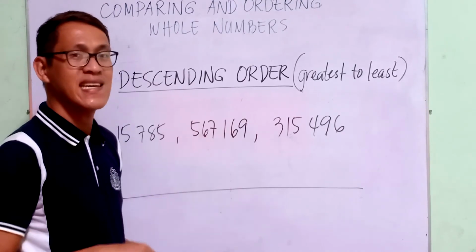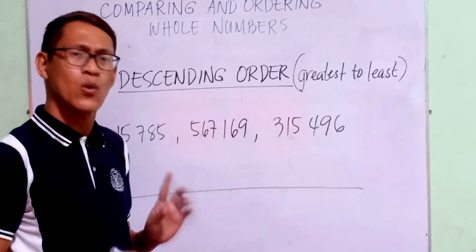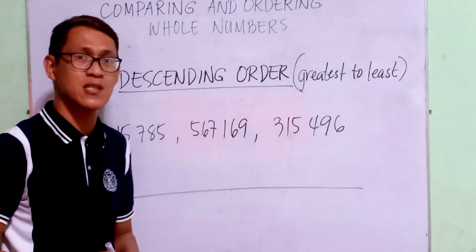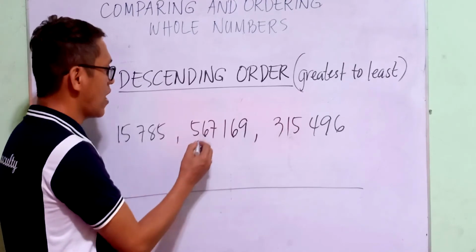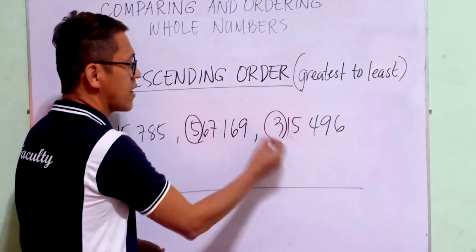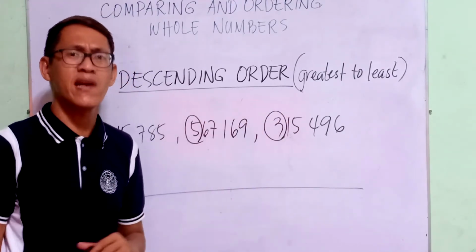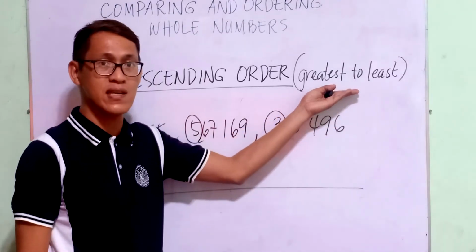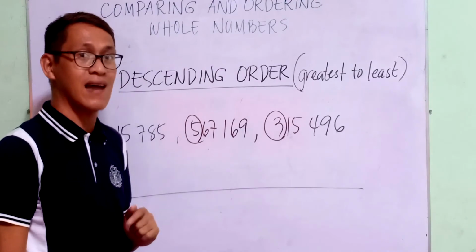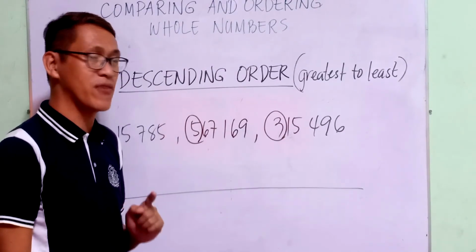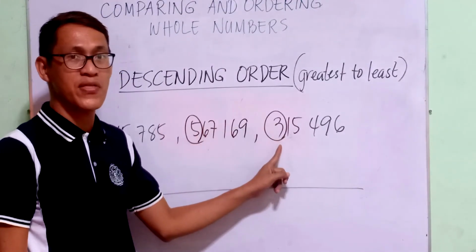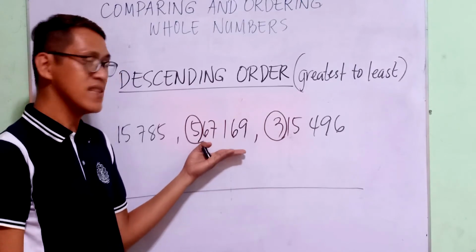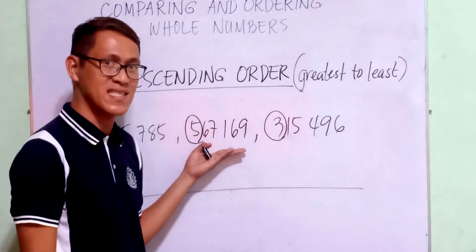Yes, you're right. It's the hundred thousands. So what are the digits in the hundred thousands place? Yes, they are the 5 and the 3. So just compare the 5 and the 3. Since we are arranging from greatest to least, we will get the biggest number first. So 5 is greater than 3. So you can say that this number is the biggest of the 3.